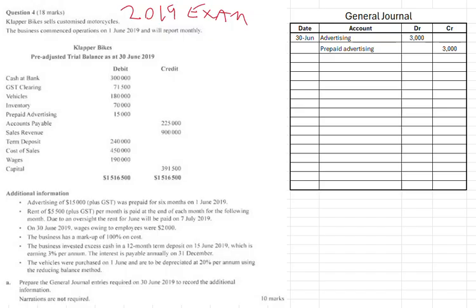Second adjustment, we've got some rent here, 5,500 per month plus GST. It's paid at the end of the month normally, but due to an oversight, the rent for June will be paid next month. So again, dates are critical here. We have to do an adjustment on the 30th of June to record the additional information. We're applying accrual basis concepts, so therefore that 5,500 rent has been consumed. It needs to be recorded.